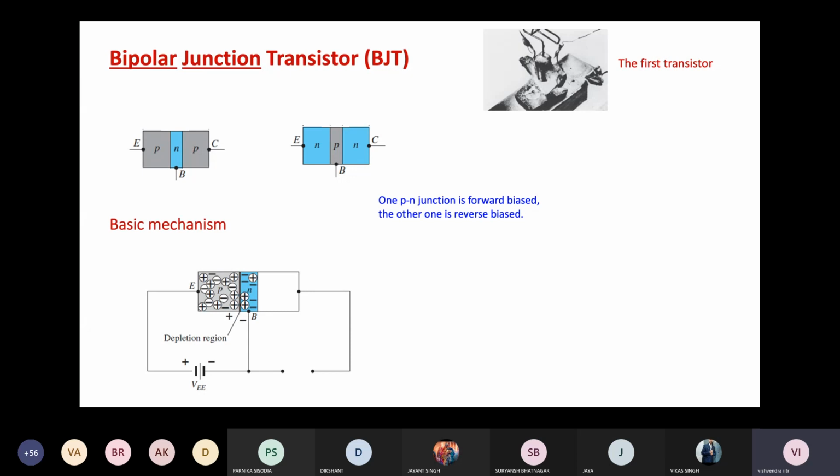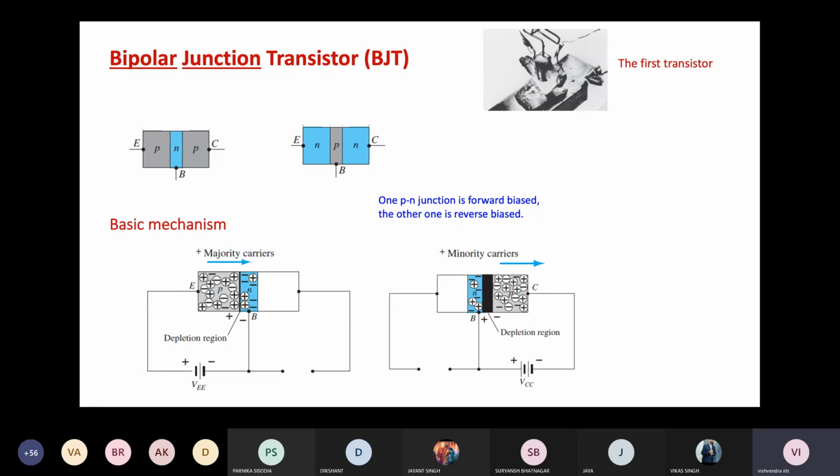Although when the collector base junction is forward biased and emitter base junction is reverse biased, in that case, the amplification is achieved quite like when emitter base is forward biased and collector base is reverse biased. But again, the amplification is not as high as it is in the case when emitter base is forward and collector base is reverse.